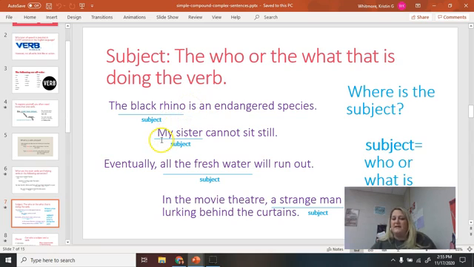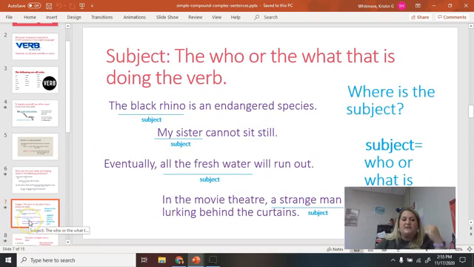Now look at the next one. My sister cannot sit still. So you ask yourself who or what, and then you respond. It would be the sister in this case. And then what are they doing? They're not sitting still. Okay, so cannot. So they would be cannot sit. Remember when we did that practice the other day and we had to say not, and then we put the verb in the right form? This is an example of that. Cannot sit. All right, that's your predicate.